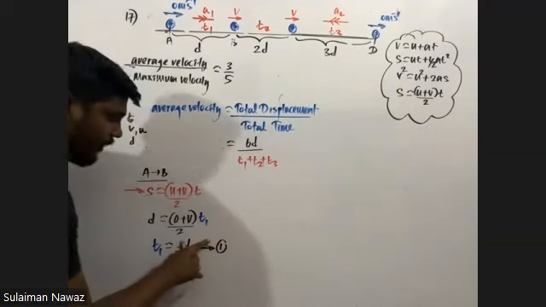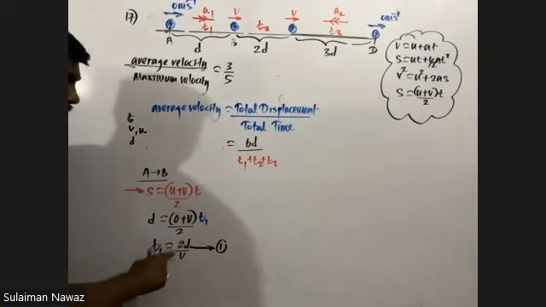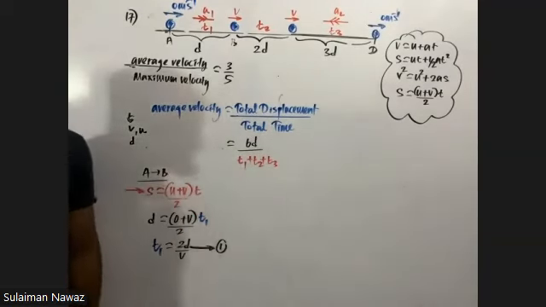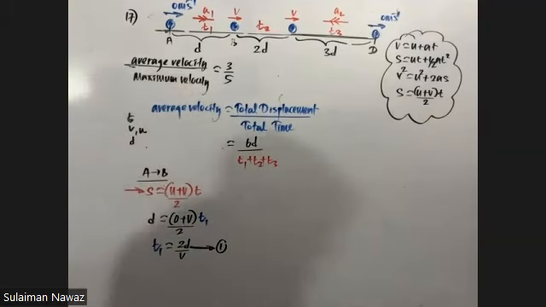Raise your hands. How many of you got T1 as 2D over V? Hands up. How many of you got T1 as 2D over V? Raise your hands.